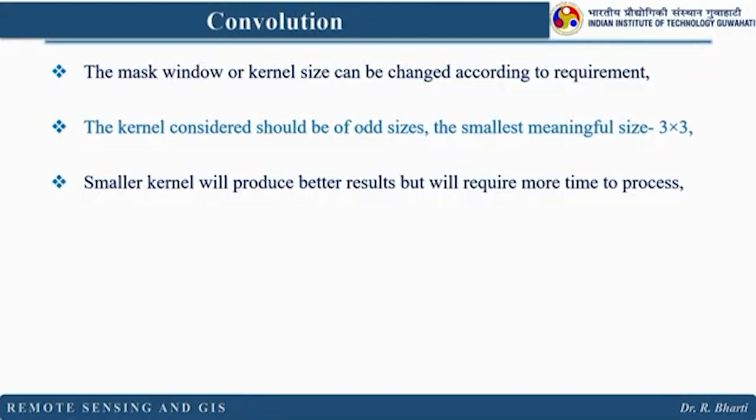The smallest meaningful size is 3 by 3, and then further you can increase it to 5 by 5, then 7 by 7, like this you can go on. But depending upon your application, you are supposed to identify or decide the size of the kernel. The smallest kernel will produce better result, but will require more time to process, because you have seen in the last slide that if it is 3 by 3 moving 1 by 1, then it will take more time, right? Because the size is smaller, and then you will require more time.